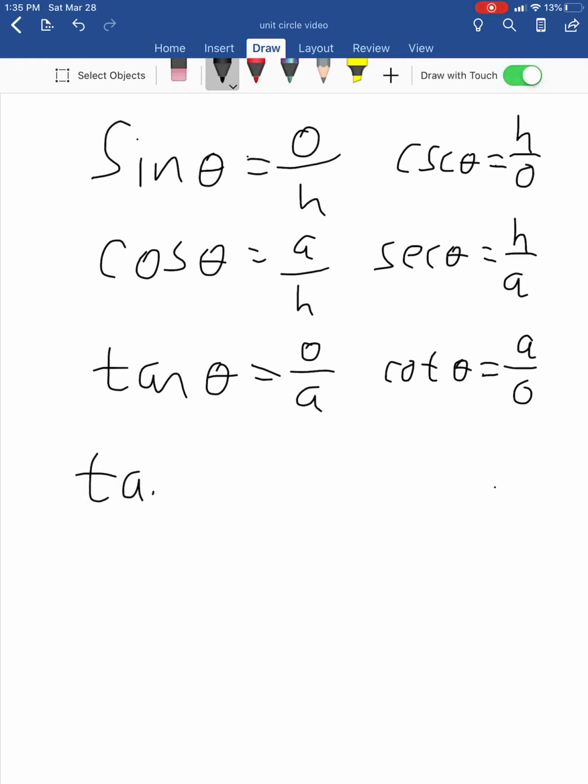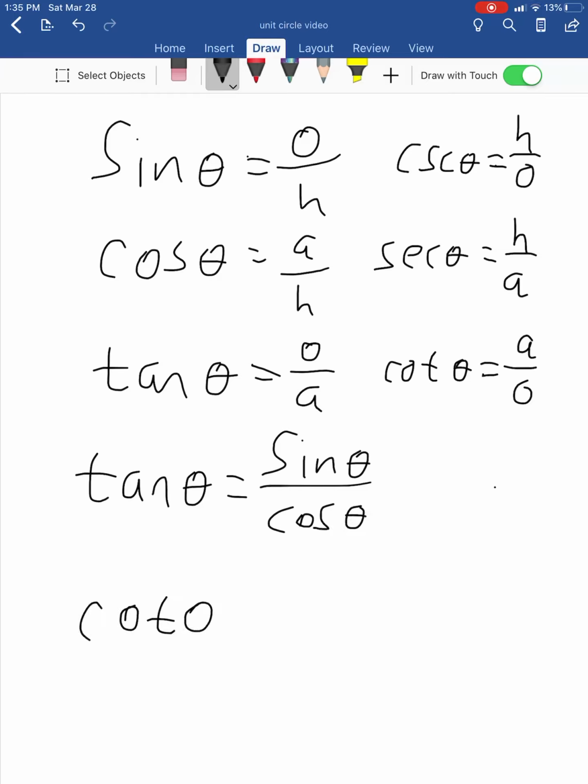Tangent can also be defined as sine over cosine. Therefore, cotangent, if cotangent and tangent are reciprocals and tangent is sine over cosine, then wouldn't cotangent be the reciprocal of this and just be cosine over sine? So there's two important identities right there that you need to know.